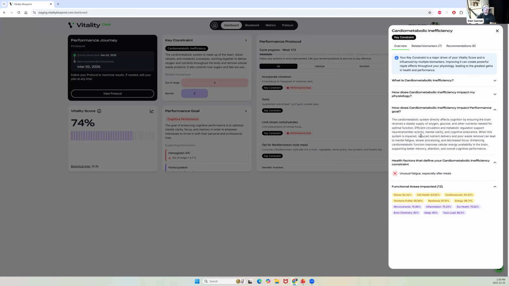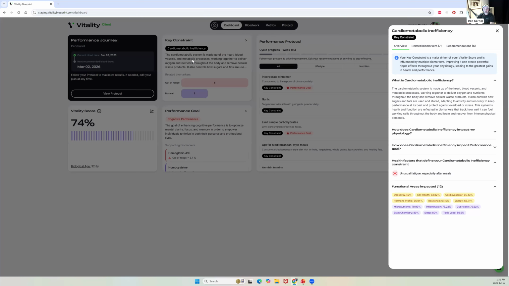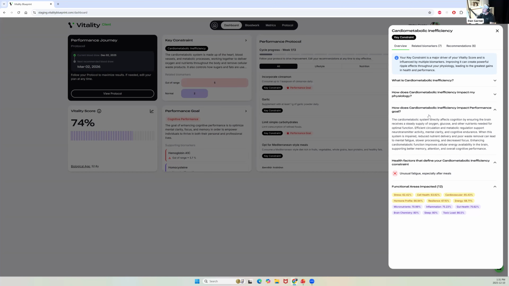Now, this is an important thing too here. So you've got your key constraint, but then we also interpret based on somebody's goals. So not just blanket, we base it on someone's goal. So this person here, Walter, he actually chose cognitive performance for his goal that he wanted to accomplish at Vitality. So this key constraint, it's not just looking at systems biology and what is the massive bottleneck holding him back, but it's also actually discussing exactly how it affects his unique performance goal.